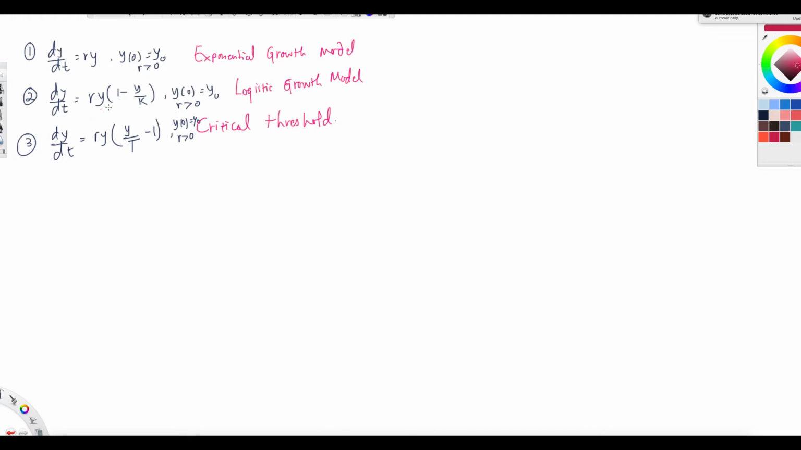And the logistic growth model says that if the population is above the carrying capacity, if y is bigger than k, then y/k is greater than 1, and 1 minus y/k will be negative. As a result, dy/dt will be negative. In that case, if you start from a population that is bigger than its carrying capacity, then the population starts to decline. And if y is smaller than k, then this factor will be positive. As a result, the rate of change of the population will be positive. In that case, it will grow.